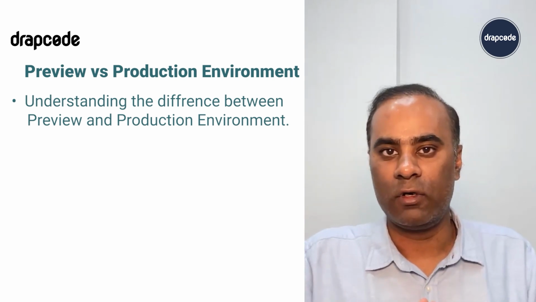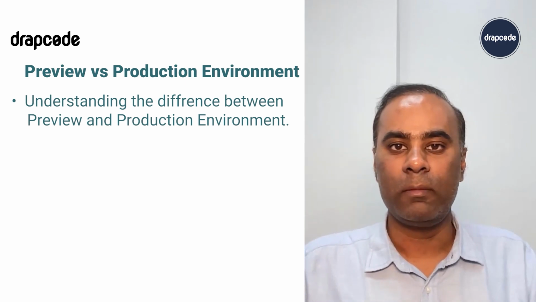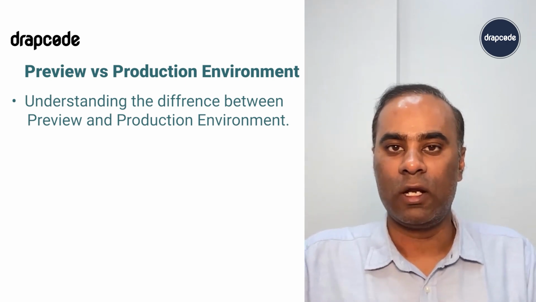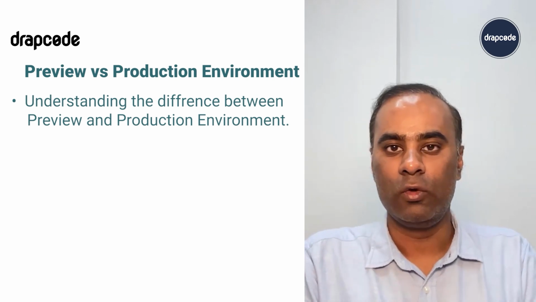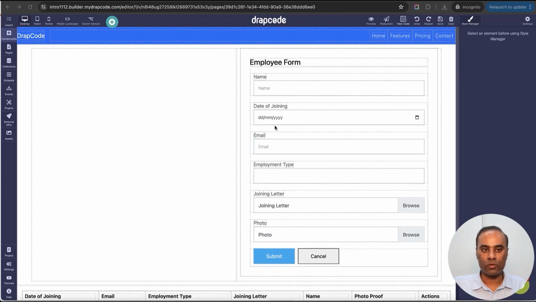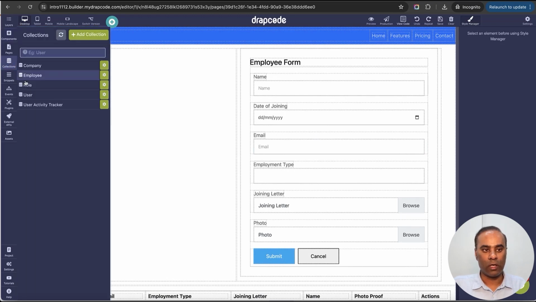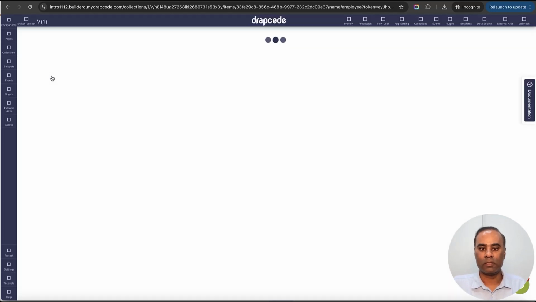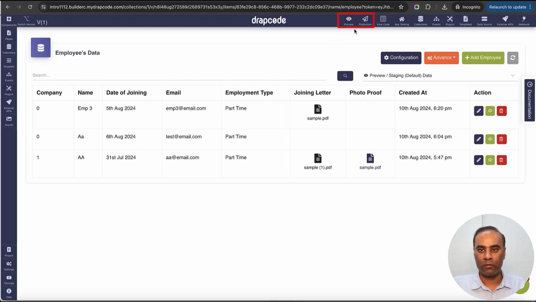So by default you need several environments, but at a minimum you need at least two environments. One is for the development and one is for the live application, right? So in DrapCode you get two environments by default in all the plans. If I go to the employee collection, here we have two environments everywhere. You see preview and production.